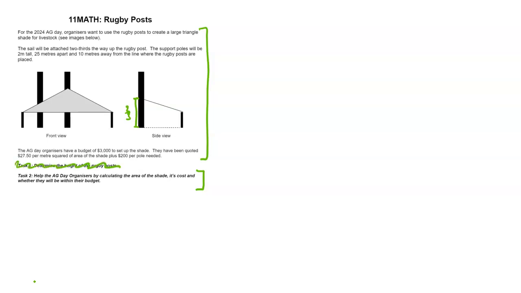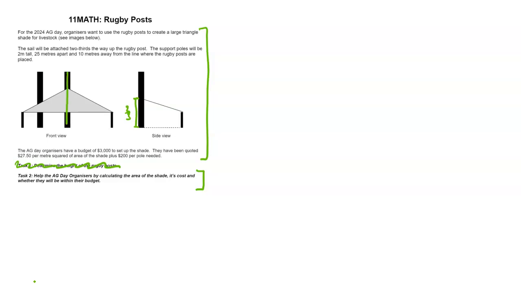That was the achieve stuff. Now task 2 and the information above are all relevant for merit and excellence. Let's run through the question together. So for Ag Day 2024, organisers basically want to attach a large triangular shade to keep the livestock out of the sun.